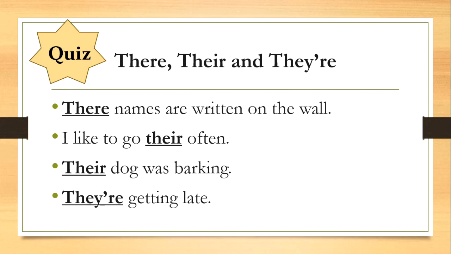Now that you have understood how to use it, let's take a short quiz. Their names are written on the wall. Is this correct? No, this is incorrect because we have to use there, which refers to a place and not possession. I like to go their often. No, this is incorrect because you have to use there, which shows the place.